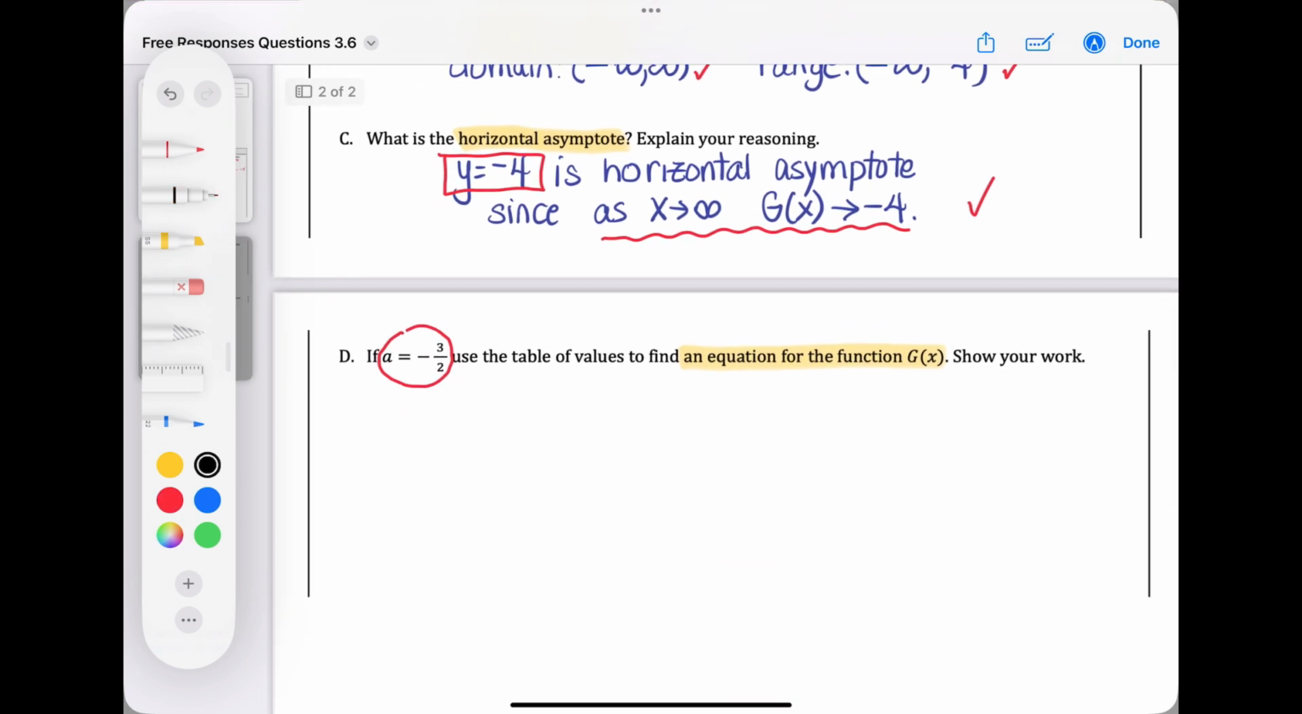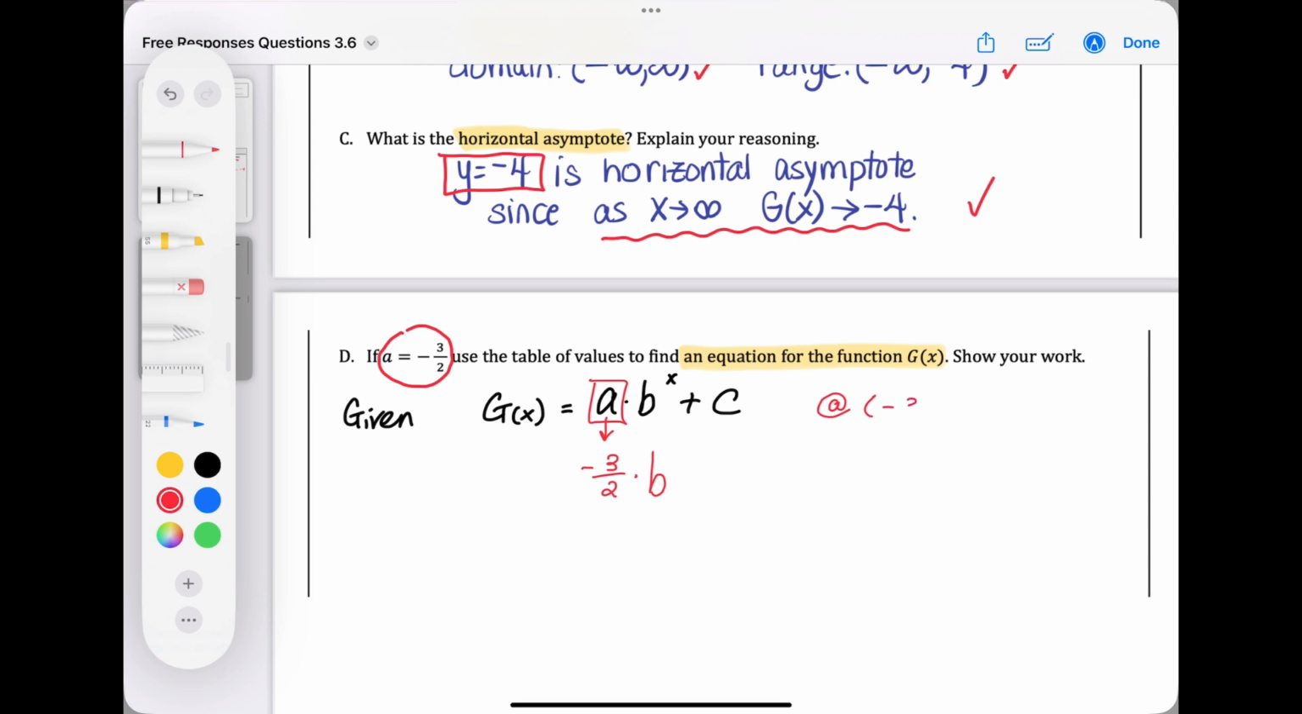So here we go. We are given a style of my equation. It is my g of x function equal to a times b to the x power plus c. What do we know about that? We know that a is given to us, that is equal to -3/2. I do not know my b yet, so leave me alone. But do you know we are allowed to pick a point? I picked the point (-3, -16). So what do we talk about that? Plugging in. The -3 is my x value and the -16 is my y value.